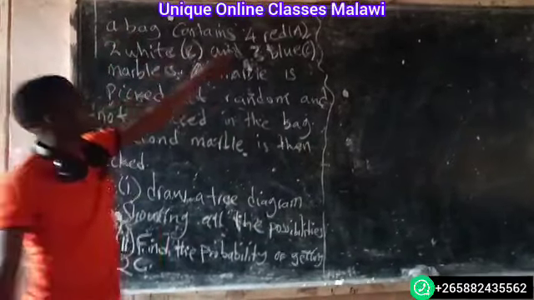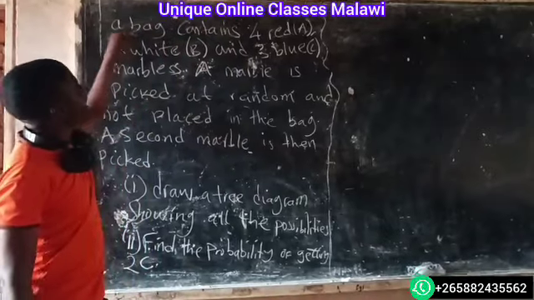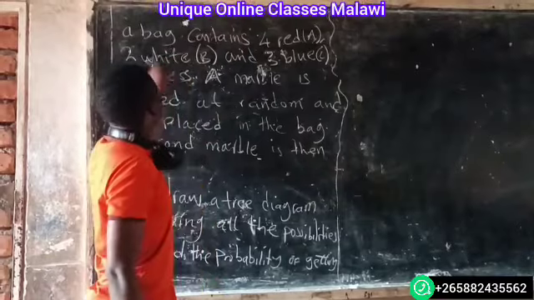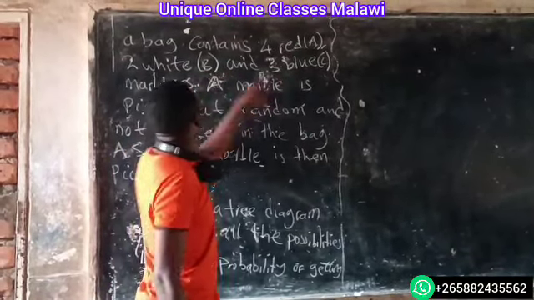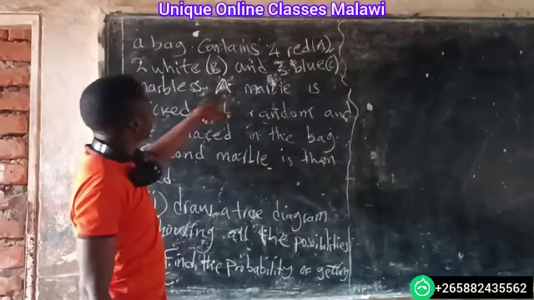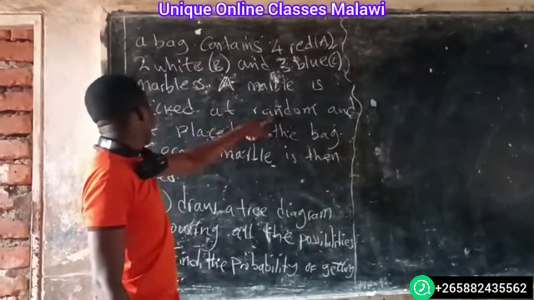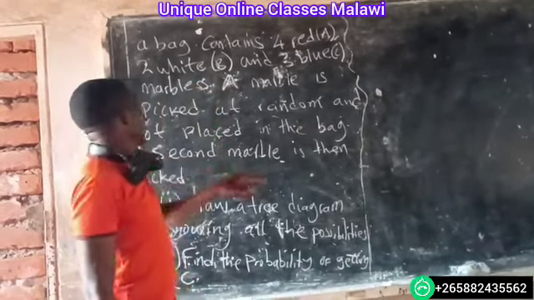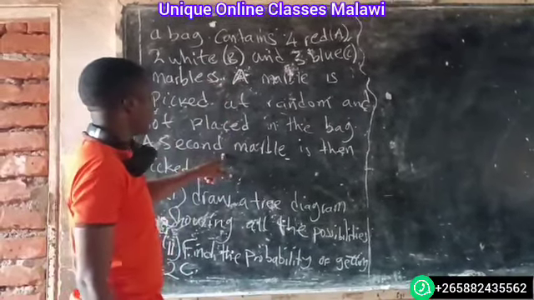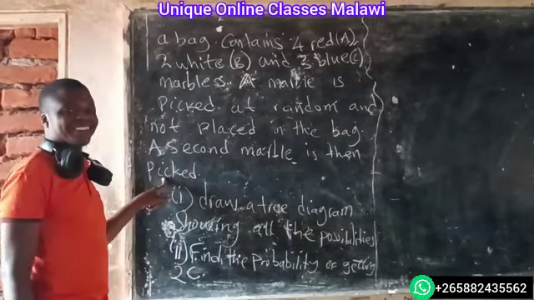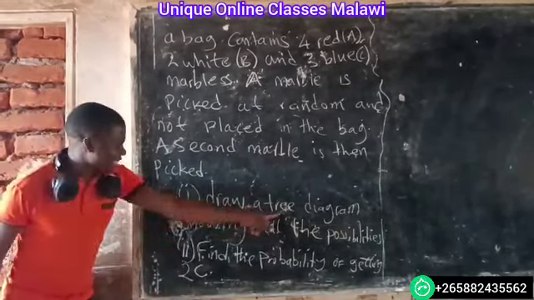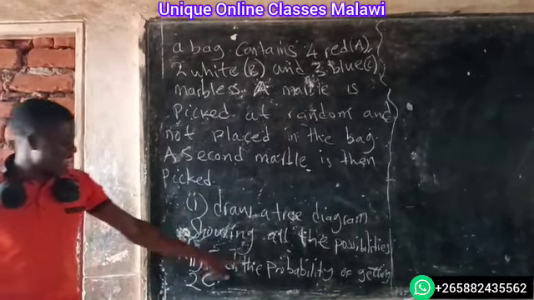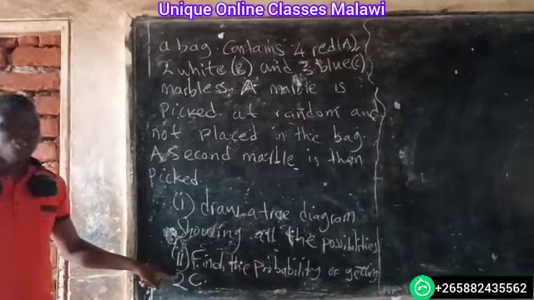A bag contains 4 red, 2 white, and 3 blue marbles. Now, a marble is picked at random and not replaced in the bag. Then a second marble is picked. Draw a tree diagram showing all the possibilities and find the probability of getting two C's.